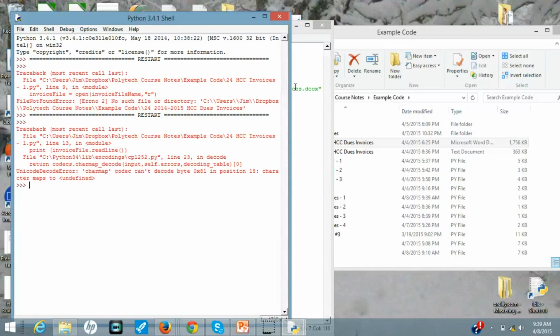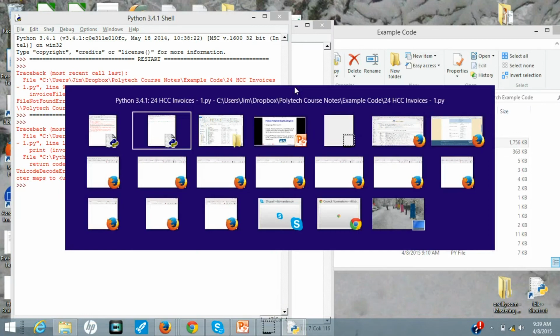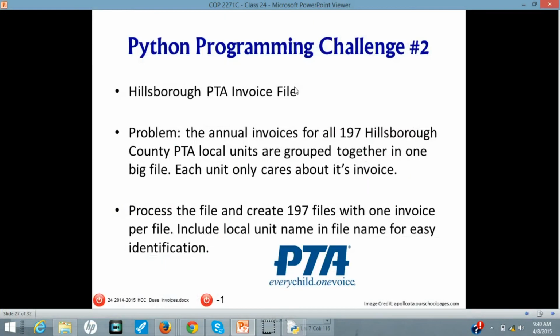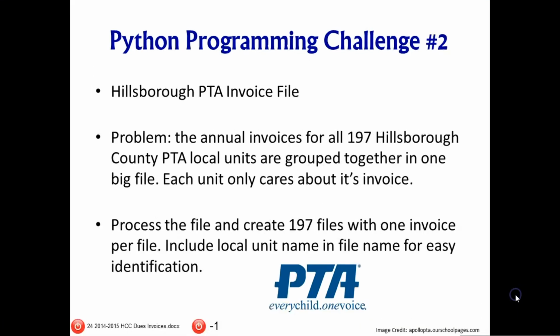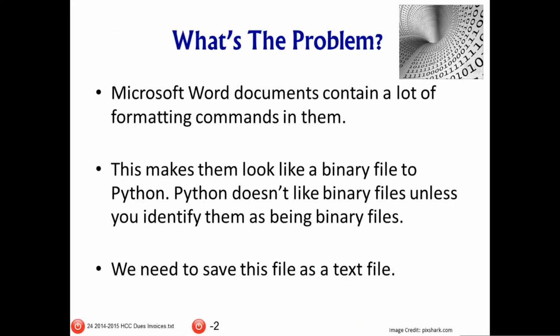Our character map. So we're saying print invoice file read line. So we sucked in that line from the invoice file, right? And now we're going to print it out. Okay, what it's telling us is codec can't decode byte 0x81 in position 18, character map. It's an undefined character, I guess. What's going on here?